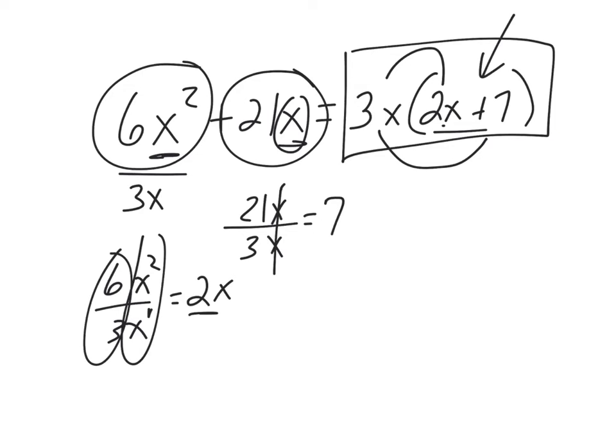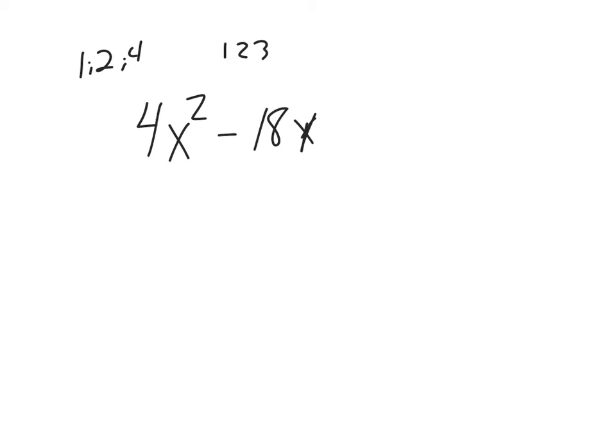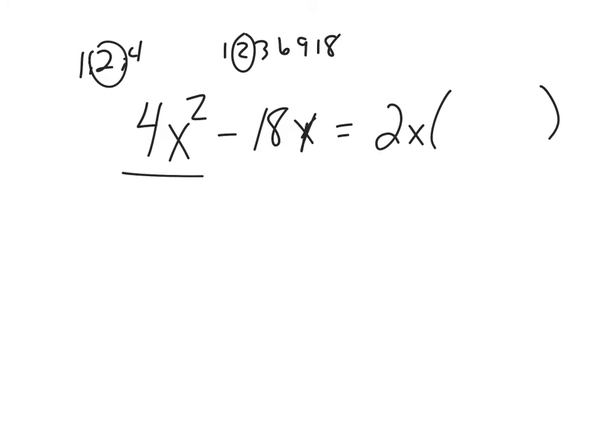Okay, let's try one more of those. Let's say we got 4x squared minus 18x. So I'm looking at the factors of 4: 1, 2, and 4. And the factors of 18: 1, 2, 3, 6, 9, 18. The biggest one they have in common, and that's really all we're doing is finding factors, is 2. So I can pull out a 2. Do they have a variable in common? Yes, they have 1x. So now I divide everything by 2x.